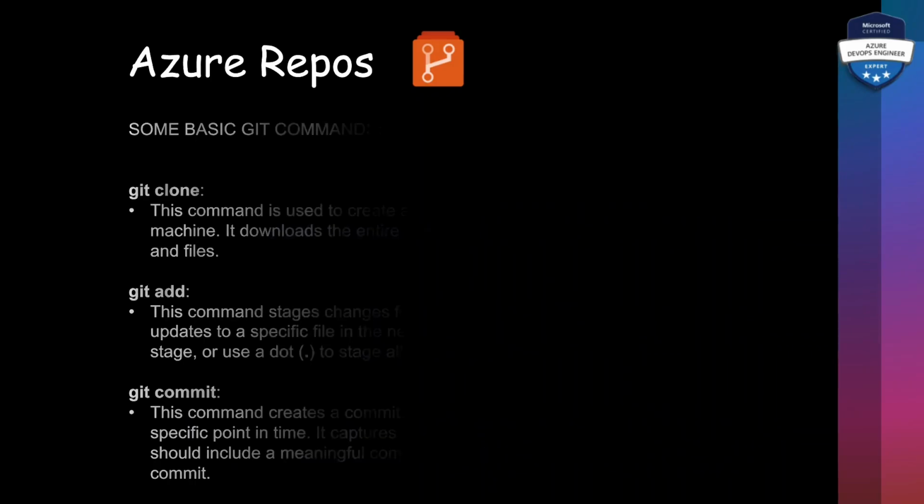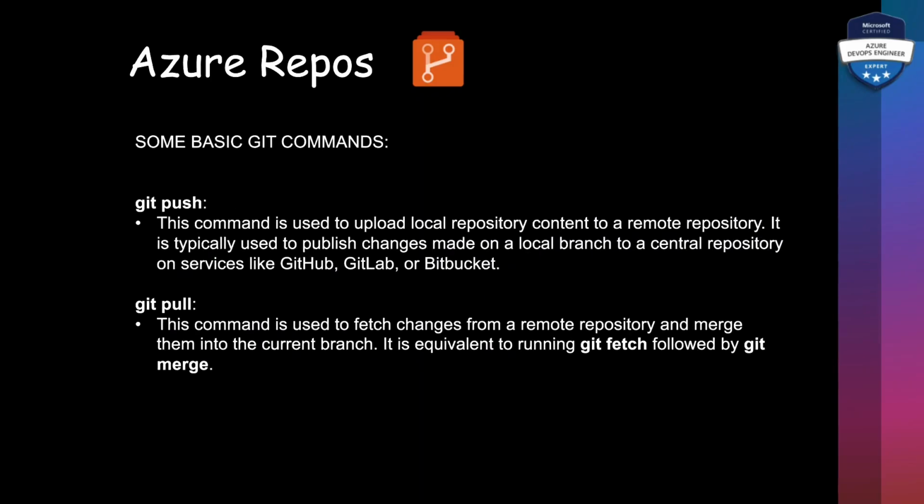Moving ahead, we will see two more commands. These two commands are very useful. First one is git push. This command is used to upload a local repo content to a remote repository. It is typically used to publish changes made on the local branch to a central repository on services like GitHub, GitLab, or Bitbucket. So git push is used to upload your local repository content to remote repository.